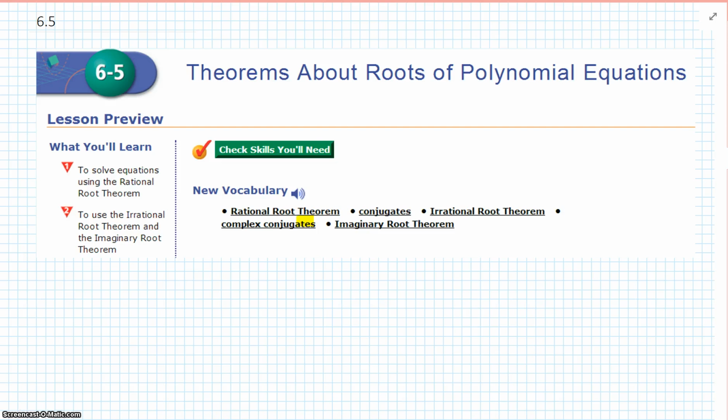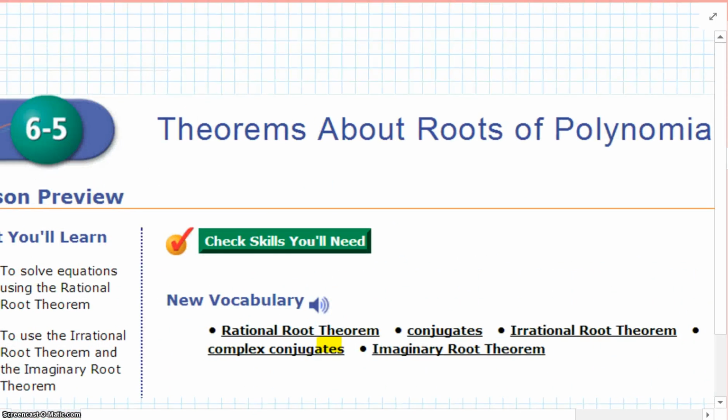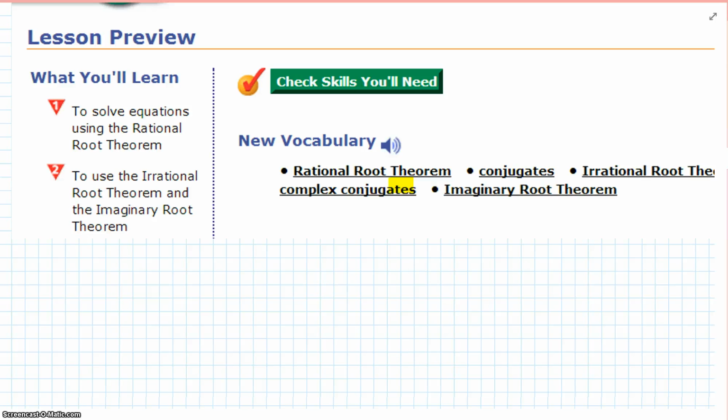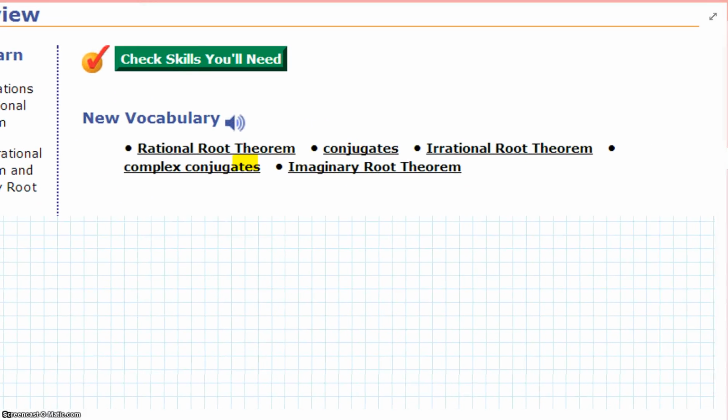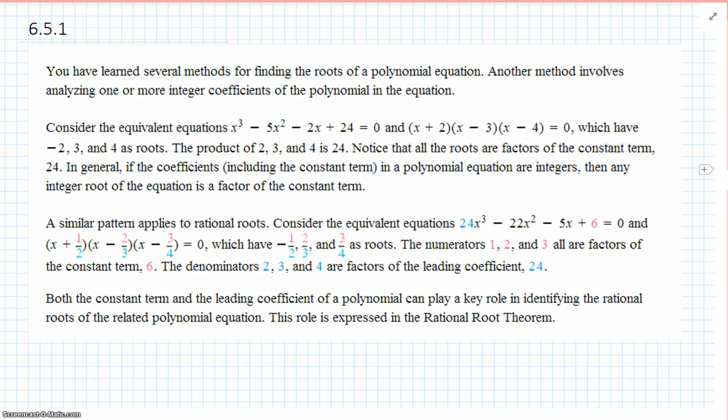What we're going to learn in this lesson, we're going to zoom in a little bit, is to solve equations using the rational root theorem, and we're also going to use the irrational root theorem and the imaginary root theorem. We learned a lot of new words: rational root theorem, conjugates, irrational root theorem, complex conjugates, and imaginary root theorem. So let's just jump right in.